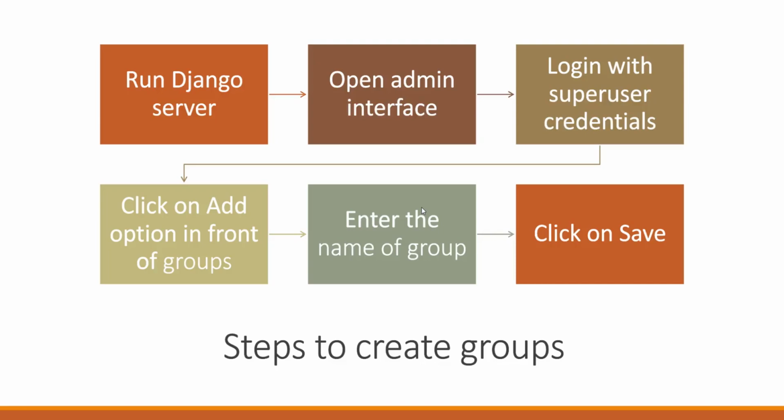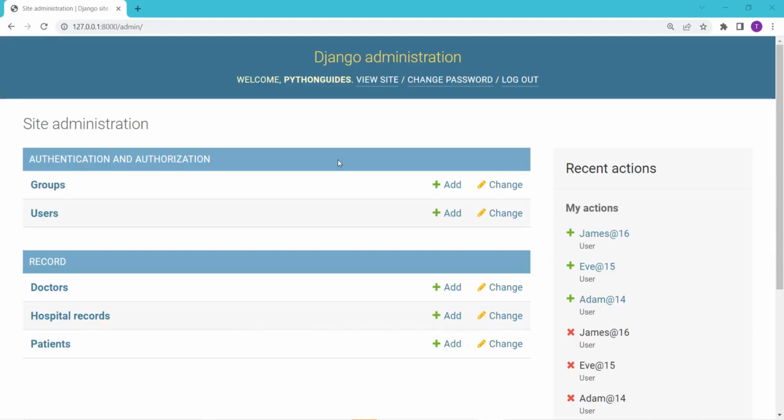So you have to follow a similar step for this. I will show you with an example. The first step is to run the Django server. After that, you have to open the admin interface and log in with the superuser account, username and password.